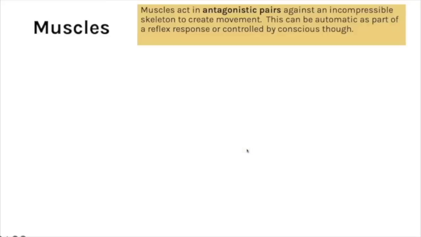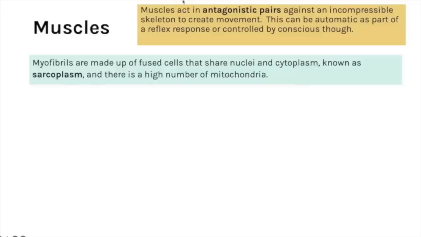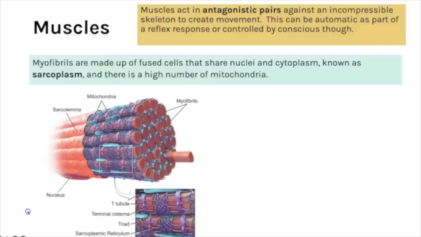So that leads us on to muscles, which is an example of an effector, meaning it carries out the response. And muscles always occur in antagonistic pairs against the skeleton. What that means is you have two different muscles that will be doing the opposite thing at the same time. So as one of them contracts, the other relaxes. Now this could be automatic or it could be conscious control for this movement.